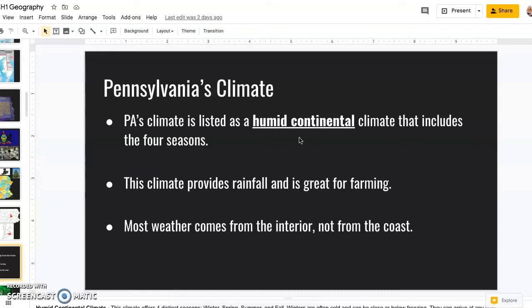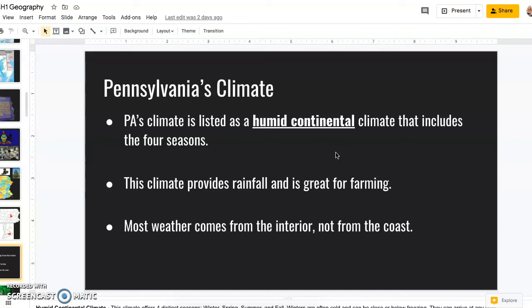Growing season is typically early in the spring for us, and harvesting typically ends at the end of the summer or early fall. Our climate does provide rainfall, and it's great for farming. We are an agricultural giant. Pennsylvania is a farming state, even though it is also a manufacturing and industrial state as well.